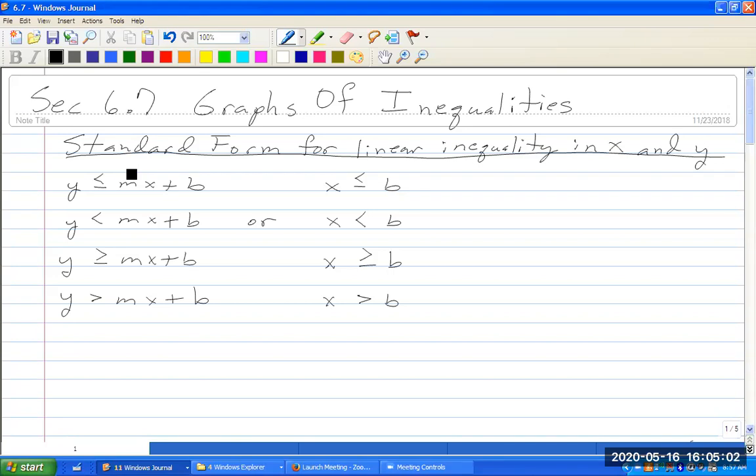If we can't solve for y, we solve for x, and the x will be on the left-hand side. So it's in the form x is less than or equal to, less than, greater than or equal to, or greater than some constant b.